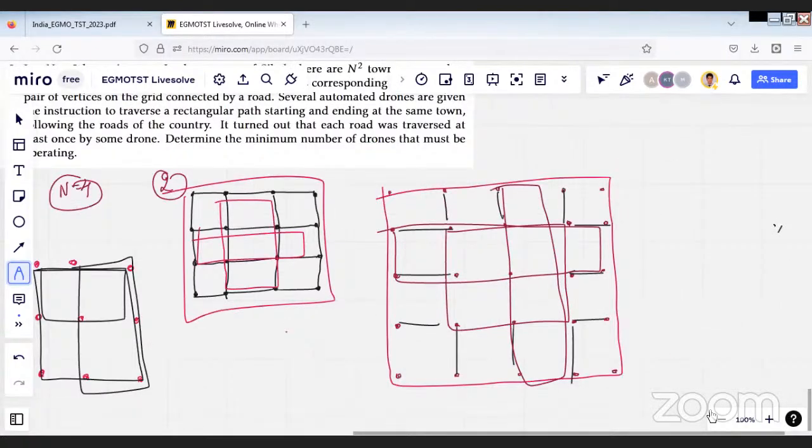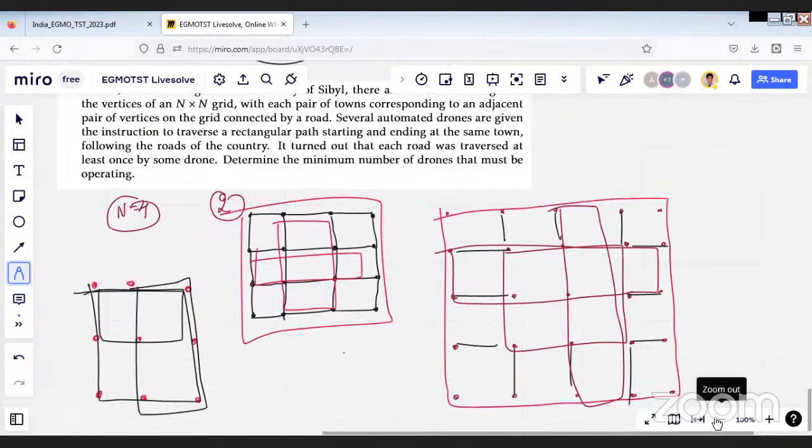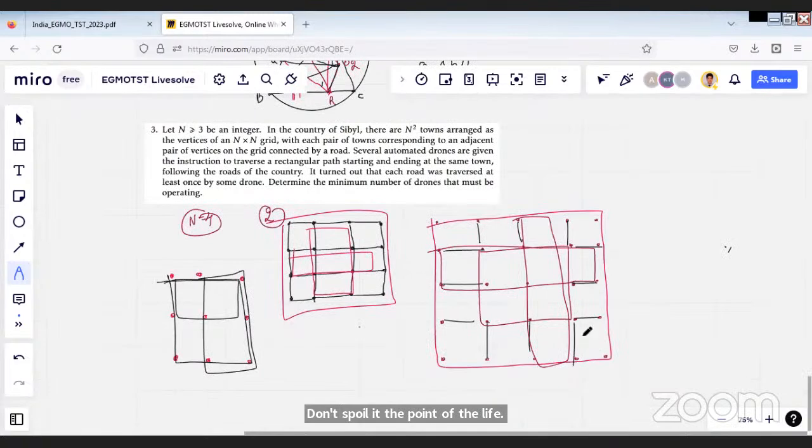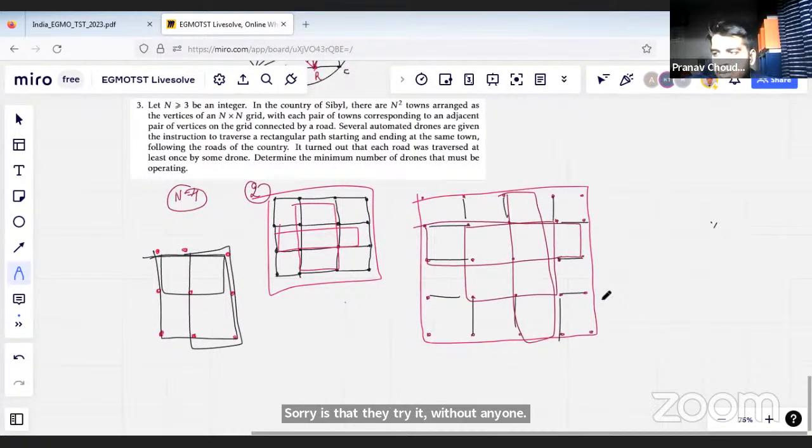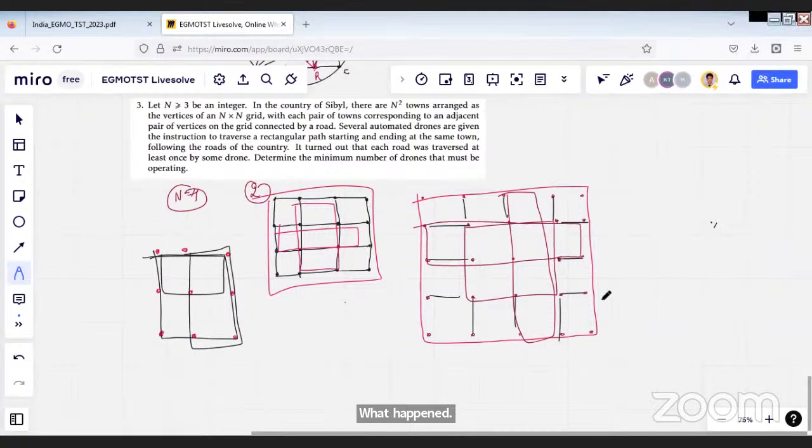Also, to everyone in the chat, don't spoil it. The point of the live solve is that they try it without anyone spoiling it. I was asking people not to spoil anything in the chat.